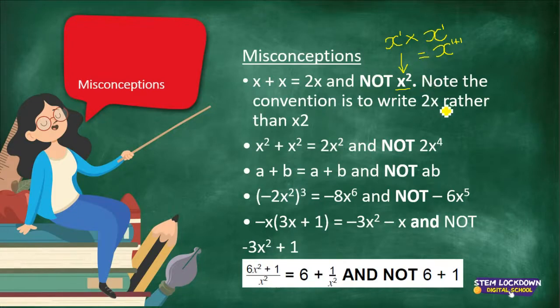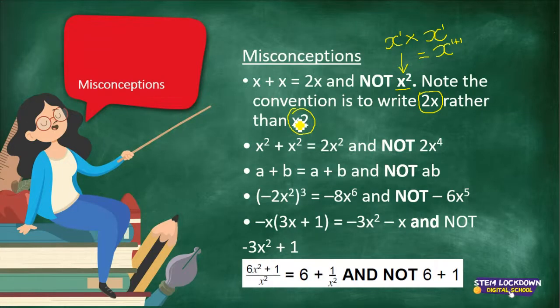Okay. Now note the answer, which is 2x, we'll write it as 2 times x, and not x times 2. So you always start with the value, then the variable afterwards.